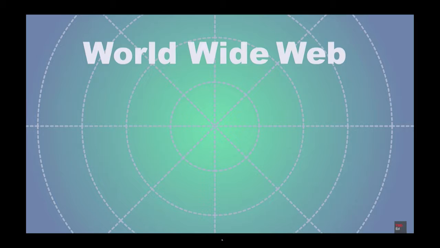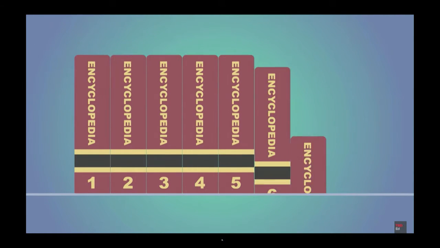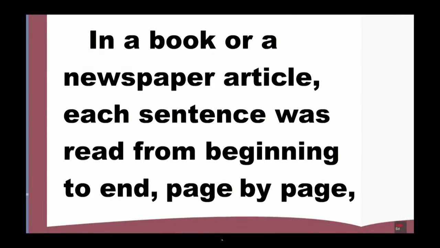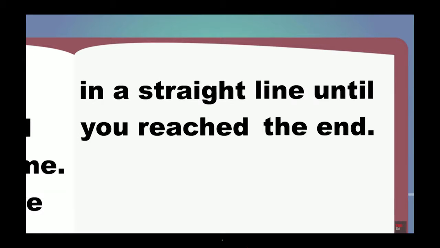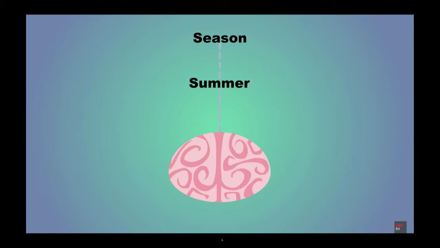Prior to the web, we used to consume most information in a linear fashion. In a book or newspaper article, each sentence was read from beginning to end, page by page, in a straight line until you reached the end. But that isn't how our brains actually work. Each of our thoughts is linked to other thoughts, memories, and emotions in a loose, interconnected network, like a web.